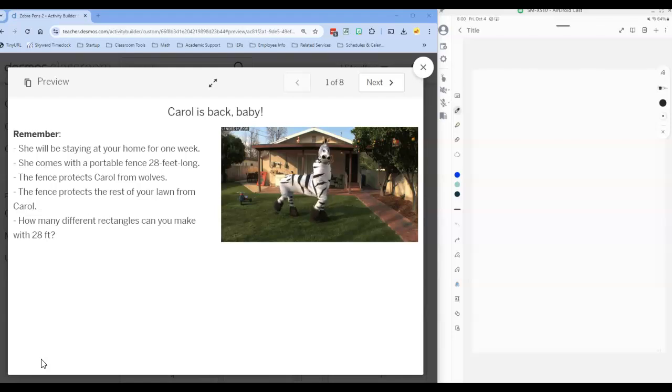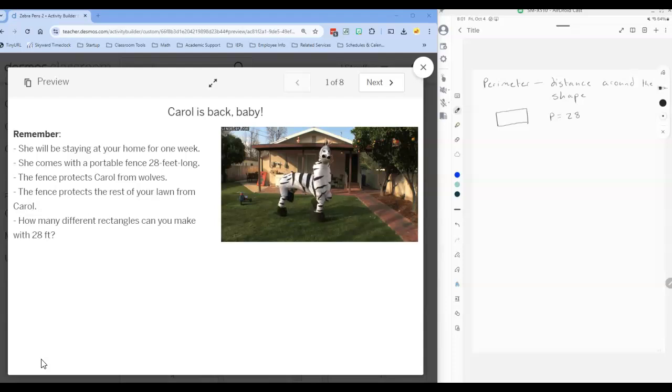So we remember our good friend Carol. She comes with a 28-foot fence that we need to set up in a rectangle. Now there are lots of different ways we can set up a rectangular pen with 28 feet of fencing. We're talking about the perimeter in this case. The perimeter is the distance around the shape. So in this case it's a rectangle, so we are talking about this distance right here. If we go all the way around, we add all these sides together, we should get a perimeter of 28.